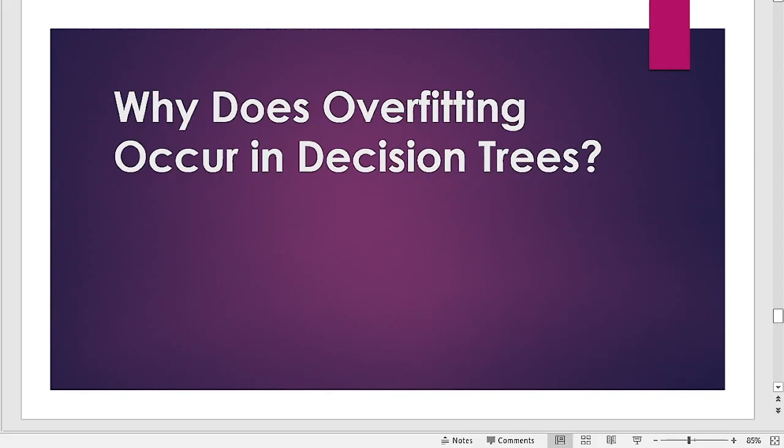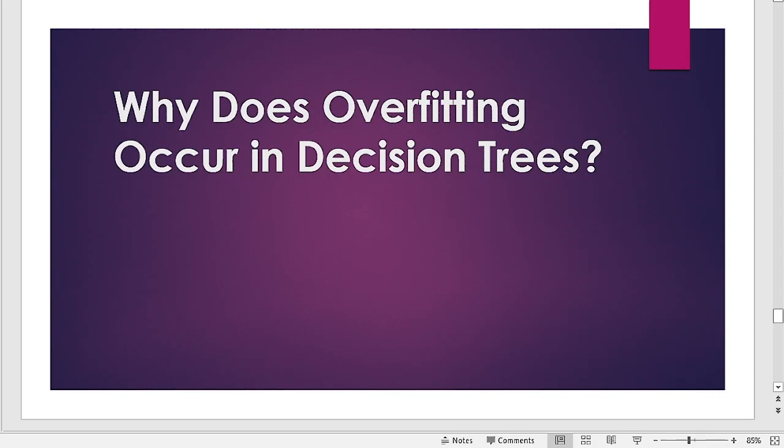Why does overfitting occur in decision trees? Overfitting in a decision tree model occurs when the tree becomes too complex and captures noise or random fluctuations in the training data, rather than learning the underlying patterns that generalize well to unseen data.